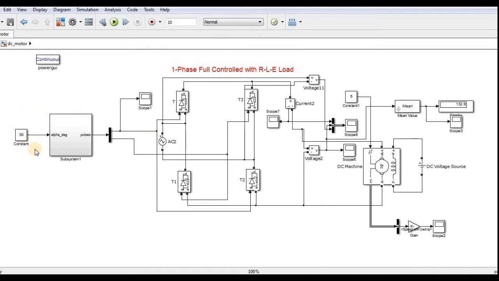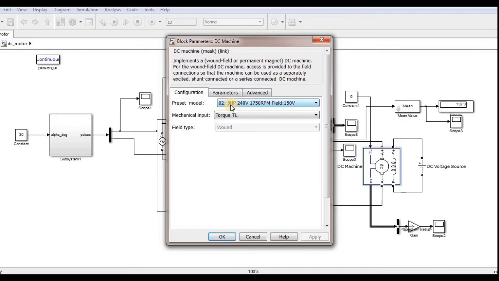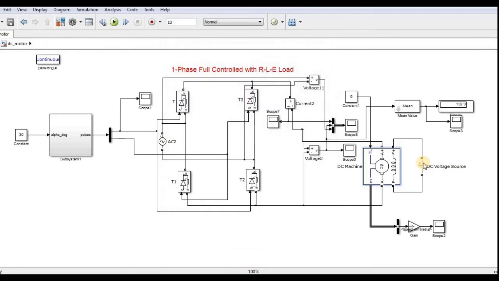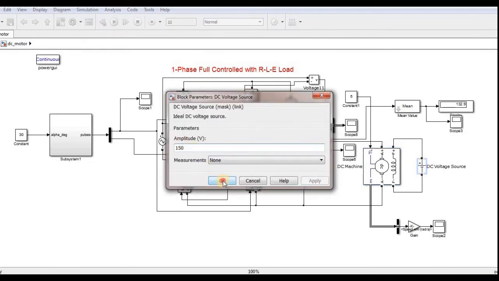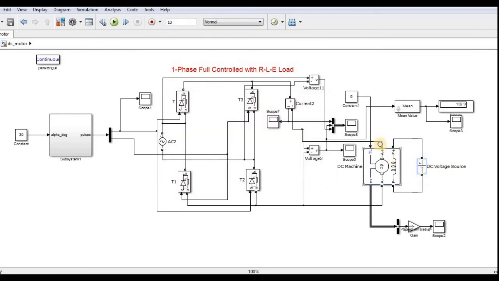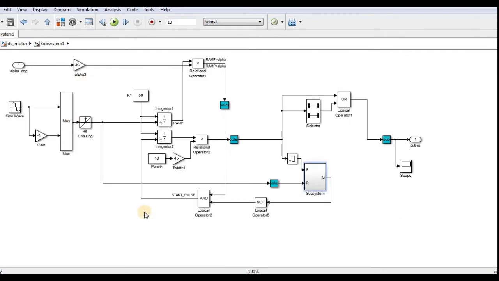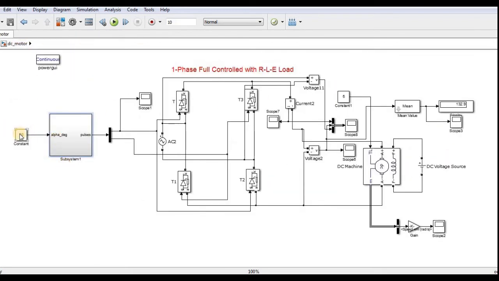See, the same circuit I kept here, and I took the DC motor. This is a separately excited DC motor, and this is 5 HP, 240 volts, and 150 volts as field. So 150 volts I am giving as field. This is constant. I am not changing this field. I am changing only the armature voltage. So whenever we change the armature voltage, automatically the speed will change. Here I kept my torque constant, and see the same pulse circuit, everything is given the same, and I am running this model.